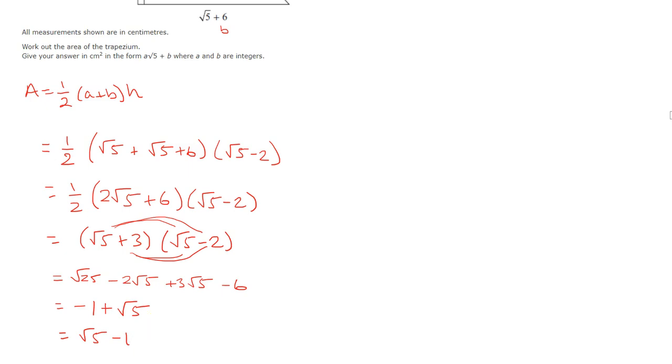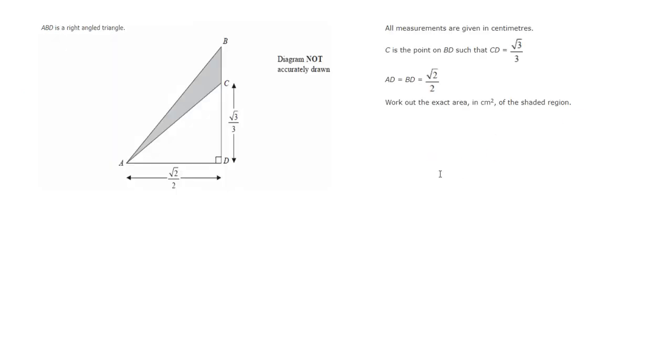Now for the second exam question, we have this one here, it looks reasonably complex. So we've got ABD as a right angled triangle, so that's this big one on the outside. It says all measurements are given in centimeters. C is the point on BD such that CD is root 3 over 3. It says AD is equal to BD, which is root 2 over 2. So this length here is root 2 over 2. That says work out the exact area in centimeters squared of the shaded regions.